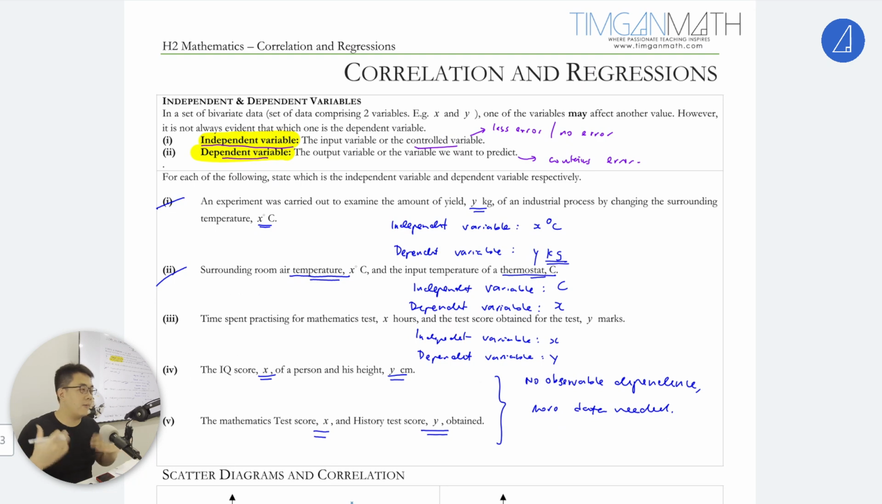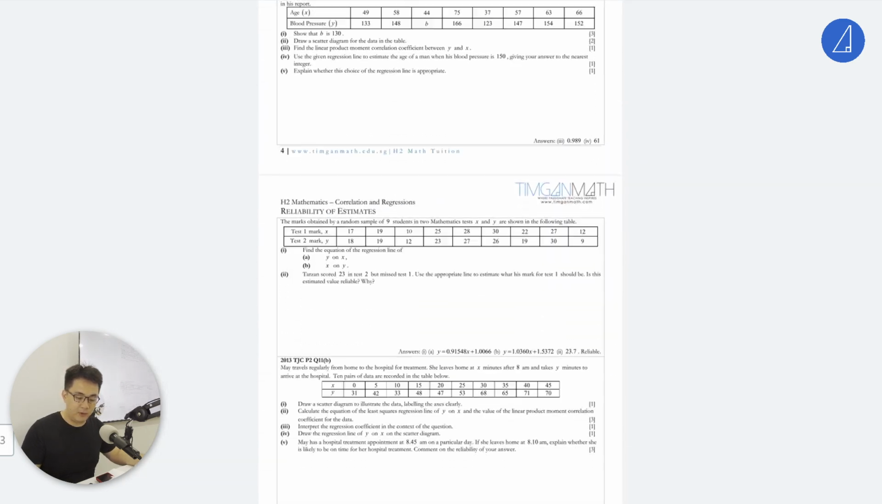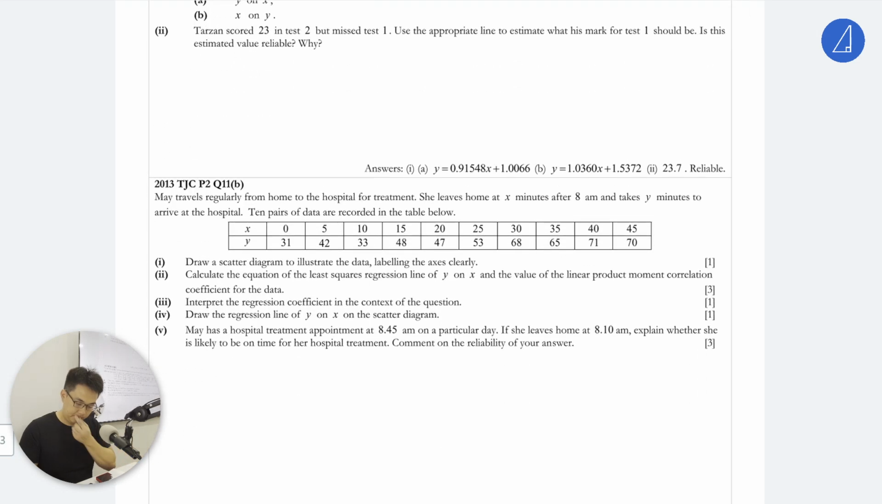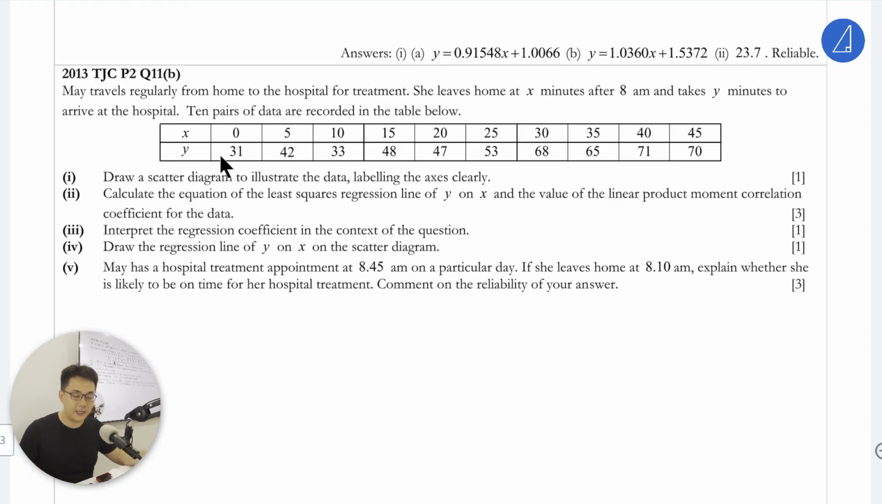So wrap your head around the idea of independence and independent variable. If you look at the question, you must be very clear. For example, if I give you a data set like that, just look at this data set here. You tell me which is the independent variable and which is the dependent variable. The x should be the independent variable, right? You know why? Because it can increase so nicely. You can increase by 5: 0, 5, 10, 15, 20, 25. So this should be the independent variable.